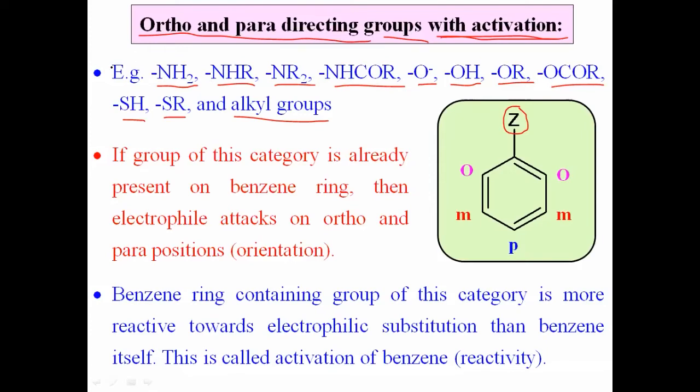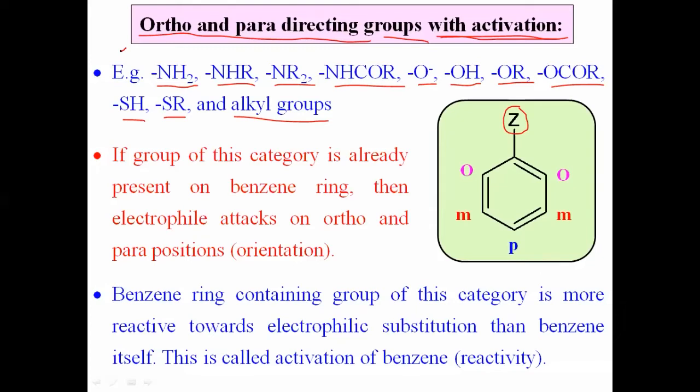And these are the examples of this category. Suppose these atoms or groups are already present on the aromatic ring, then the electrophile attacks at the ortho and para positions. This is the first factor. Second, if those groups are present on the benzene ring, then its reactivity.